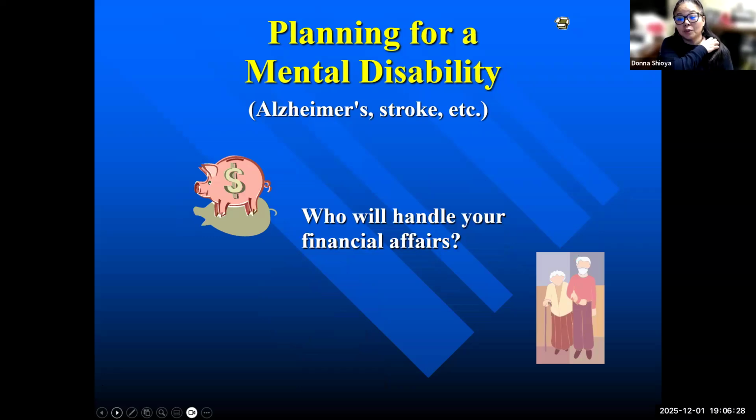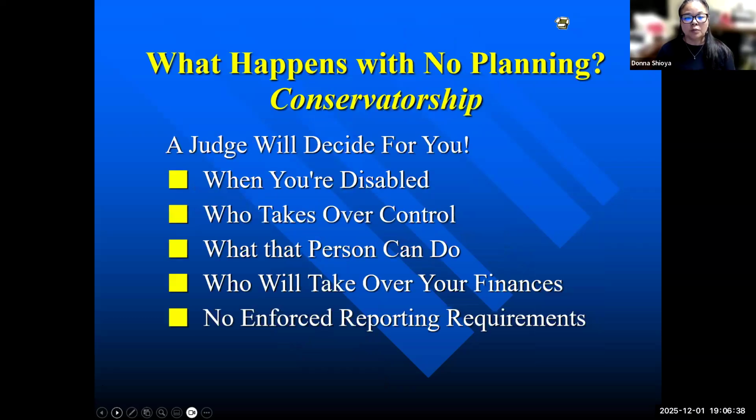So importantly, who will handle your financial affairs? This is where you get to pick now, while you have your capacity, who that person is going to be. Okay. So what happens with no planning? If you have no planning and you lose capacity, you are that person who is writing the $5,000 checks to people in Jamaica for the interest on the lottery.